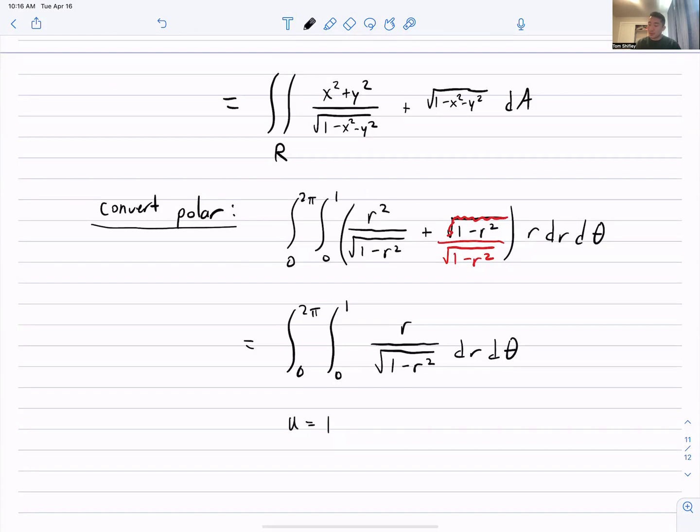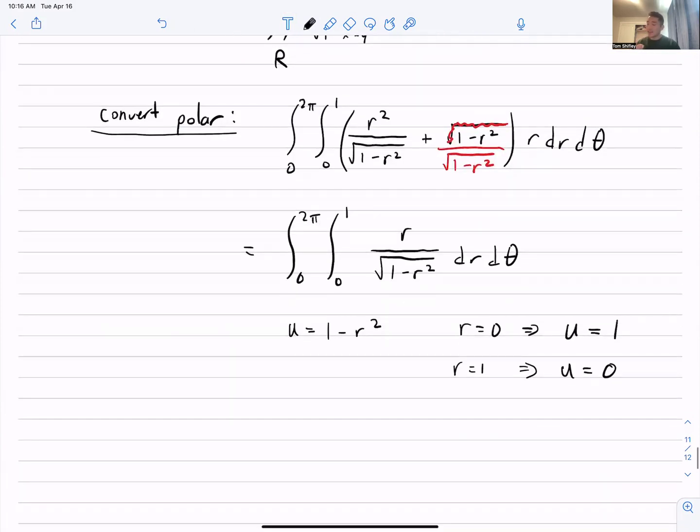And now I can do substitution. u equals 1 minus r squared. So when r equals 0, that implies that u equals 1. And when r equals 1, that implies that u equals 0. And so it will be the integral, and then du, I guess we should compute what that is. That's going to be minus 2r.